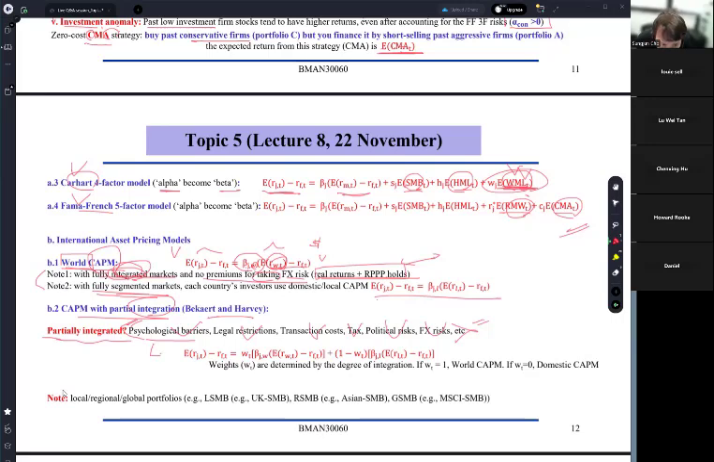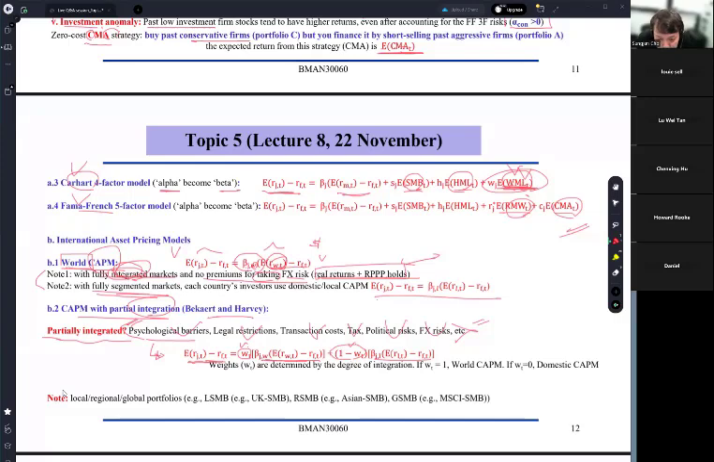Then they propose this idea. Basically, you're going to use a weighted average. The left-hand side is the same as before: the average return investing into SHA. Now the first term, we have two weights, WT and 1 minus WT. This is the weight term. And we have the world CAPM and the domestic CAPM.